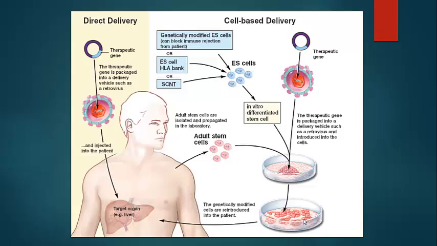Here you see another example of how gene therapy works. That gene is inserted into the virus, the retrovirus. You can see that that retrovirus then infects the host cells that have been extracted from the individual's bone marrow. These are going to be adult stem cells. And then these genetically engineered cells are reintroduced back into the individual.